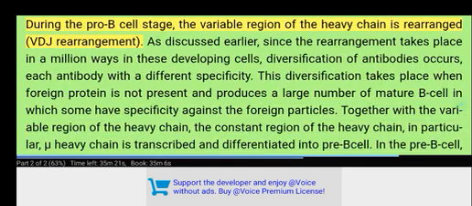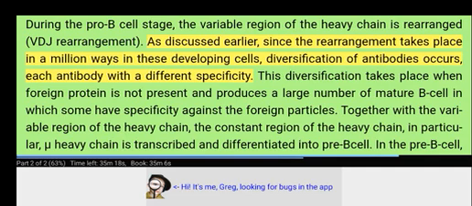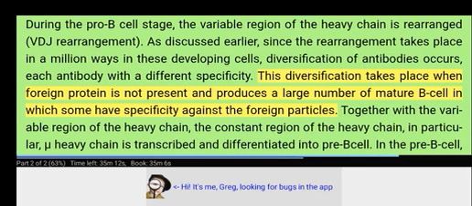During the pro B cell stage, the variable region of the heavy chain is rearranged, VDJ rearrangement. As discussed earlier, since the rearrangement takes place in a million ways in these developing cells, diversification of antibodies occurs, each antibody with a different specificity. This diversification takes place when foreign protein is not present and produces a large number of mature B cells, of which some have specificity against the foreign particles.